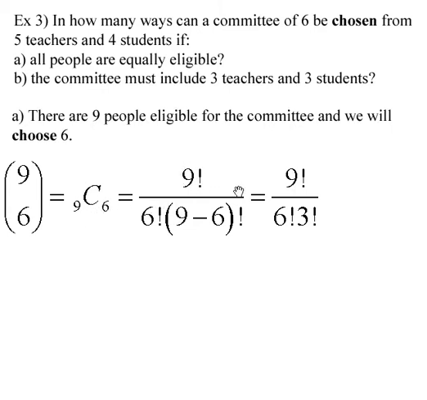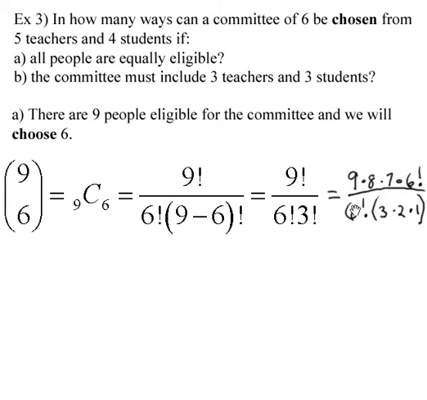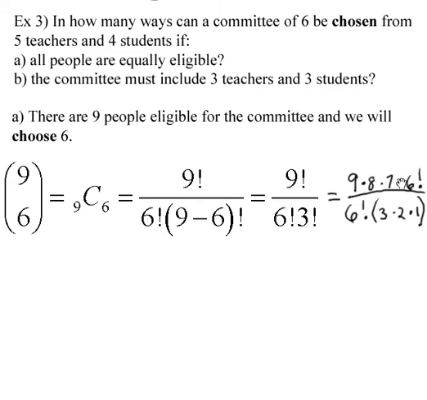Our formula is 9 factorial divided by 6 factorial times the quantity (9 minus 6) factorial. 9 minus 6 factorial is 3 factorial. 9 factorial in the numerator is 9 times 8 times 7 times 6 factorial. I've got a 6 factorial in the denominator, so I will stop there because they'll divide out to 1. 3 factorial is 3 times 2 times 1. Do our simplifying. The 6 factorials divide out. 9 divided by 3 is 3. 8 divided by 2 is 4. And in this particular case, we have 3 times 4 times 7, or 84 possible ways of choosing 6 people for the committee from the 9 that were eligible.